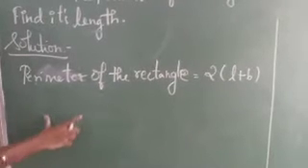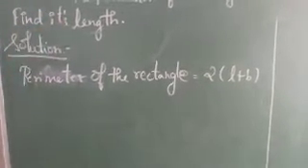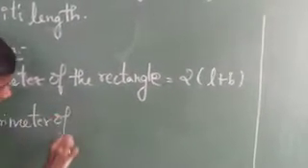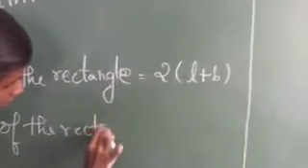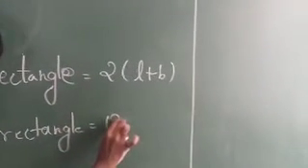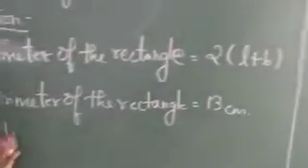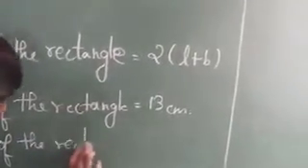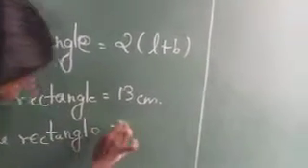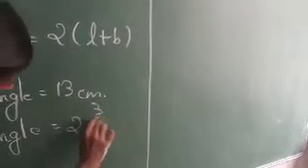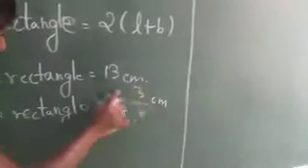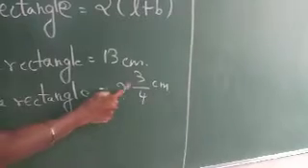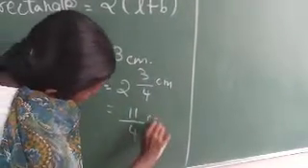So first write what are the statements given in the question. So perimeter of the rectangle is equal to what they have given, 13 centimeter. Width of the rectangle is how much? So width of the rectangle is equal to 3 3/4 centimeter. See here it is in mixed fraction, so you convert it into improper fraction. So 4 2s are 8 plus 3 is 11. So 11 by 4 centimeter.